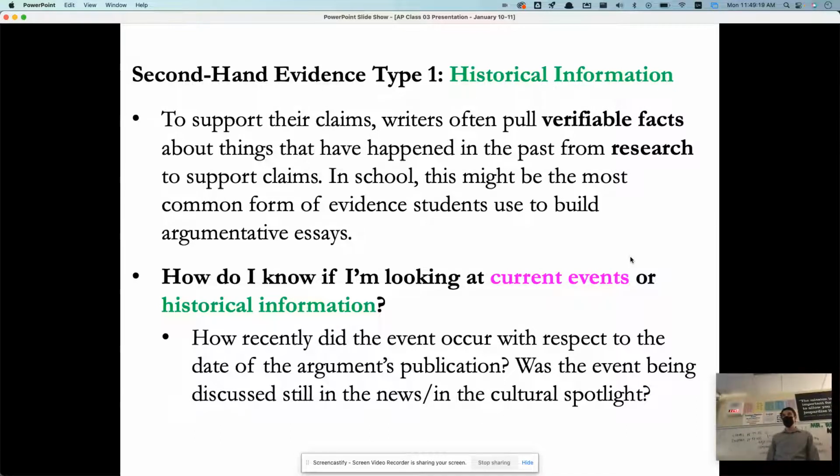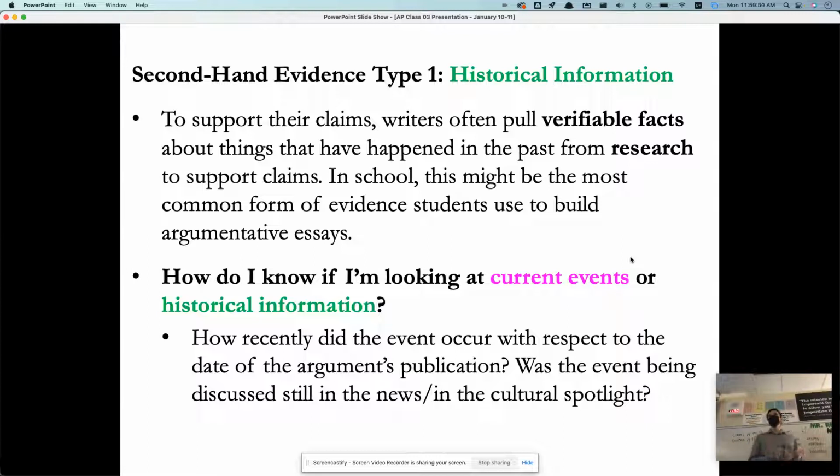So, let's say the event occurred on June 1st, 2021, and it was reported on in a newspaper on June 2nd, 2021. If someone's making an argument about what happened, writing another report or a paper to publish on June 15th, and everyone's still talking about whatever this key event was, it's probably current events.